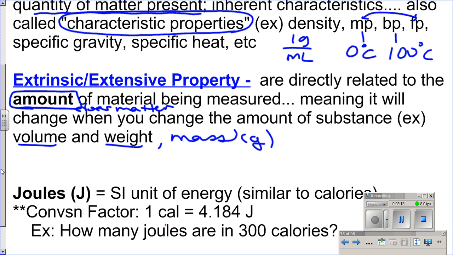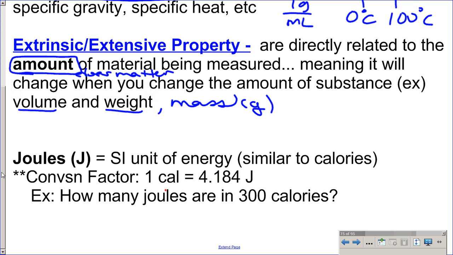Now let's do one more conversion together. We didn't do this one yesterday. Give you guys a second. You're still working.